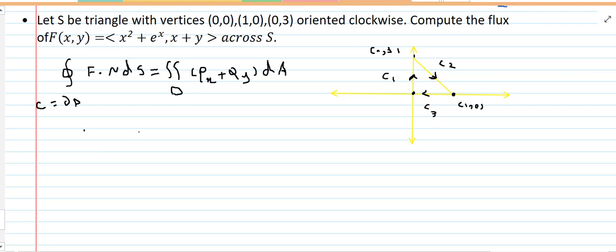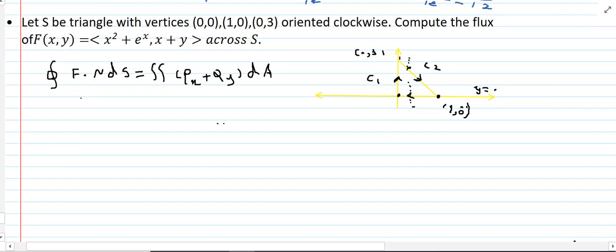But the Green Theorem is defined for counterclockwise orientation, and C1, C2 and C3 are clockwise. We can then put a negative sign for this integral, because we have to consider this. So over the region D here, I can compute Px.